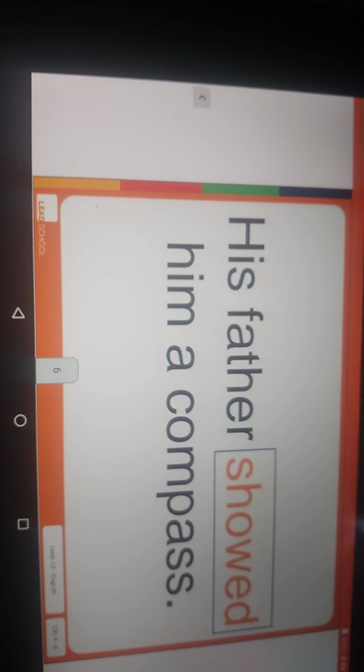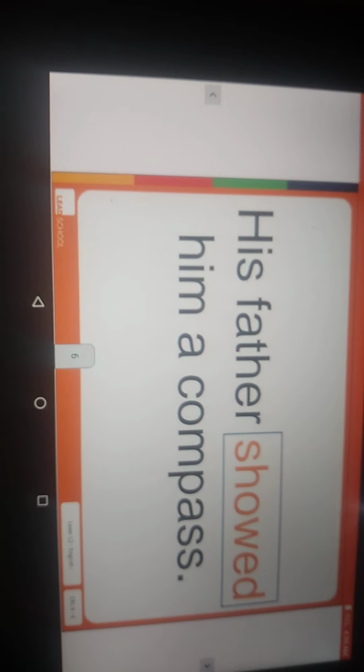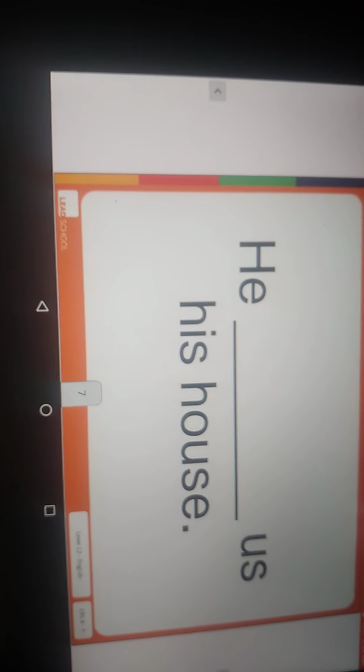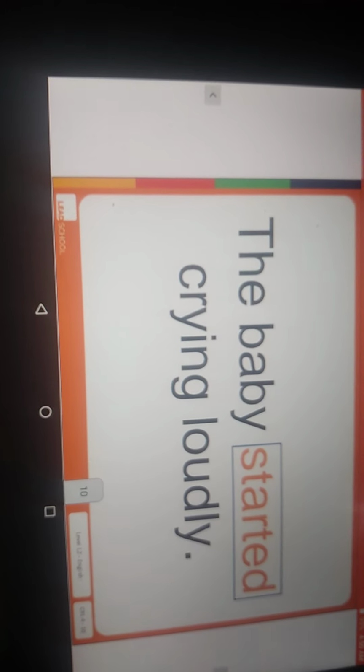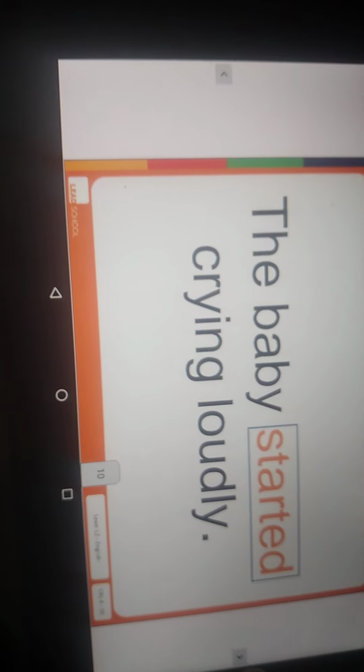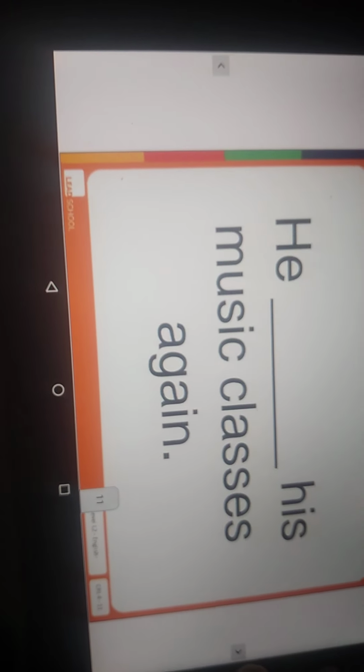Showed. His father showed him a compass. He is showing a compass to him. He dash his house. Showed his house. Yes. Next one, started. The baby started crying loudly. சத்தமா அழுக ஆரம்பிச்சிருச்சு. He dash his music classes again. Started, தொடங்கிட்டா.